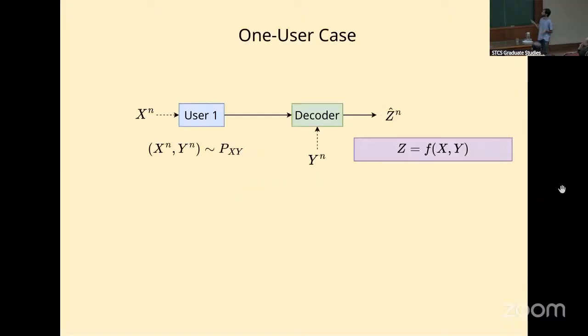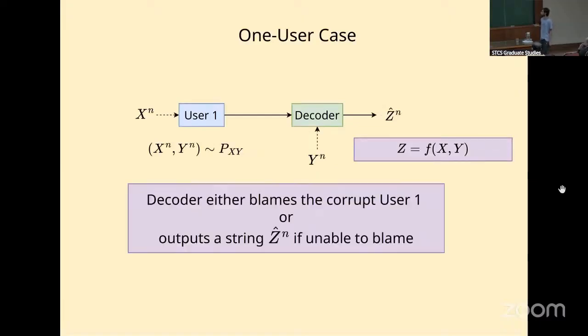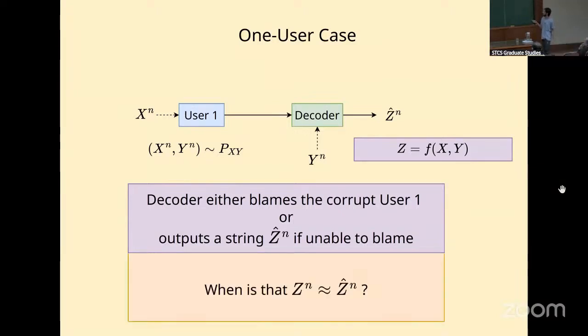which is also the existing work. So the simplest scenario is where there is only one user who is connected to the decoder. And this user can be corrupt or can be honest. These are the only two scenarios possible. So the decoder either blames the corrupt user if it is corrupt, or it outputs a string if it is not able to figure out if it is corrupt or not. It just outputs a string. And we want to characterize when is this output string very close to whatever the function is.